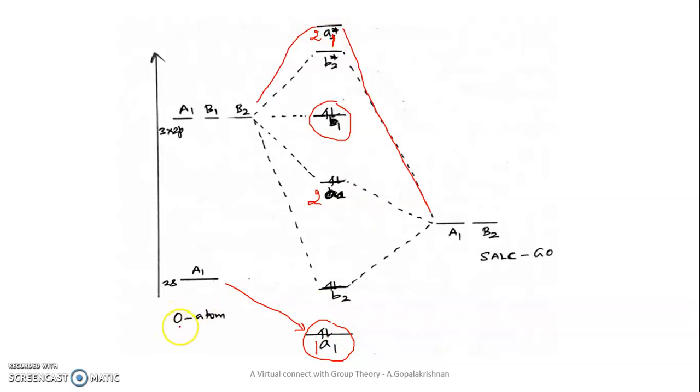Now the oxygen atom has atomic number 8 and it has 6 valence electrons. So the oxygen atom has 6 valence electrons, and these SALCs are formed by 2 hydrogens.